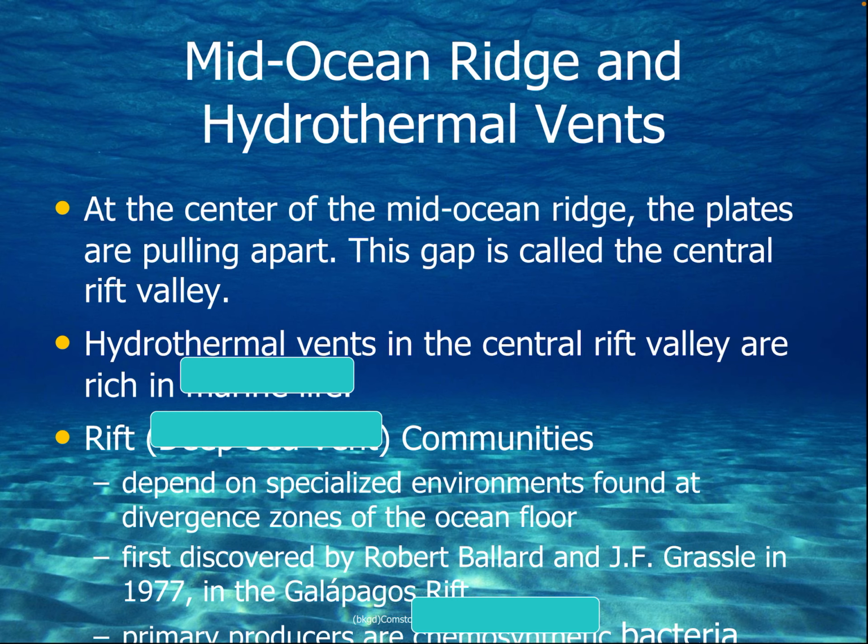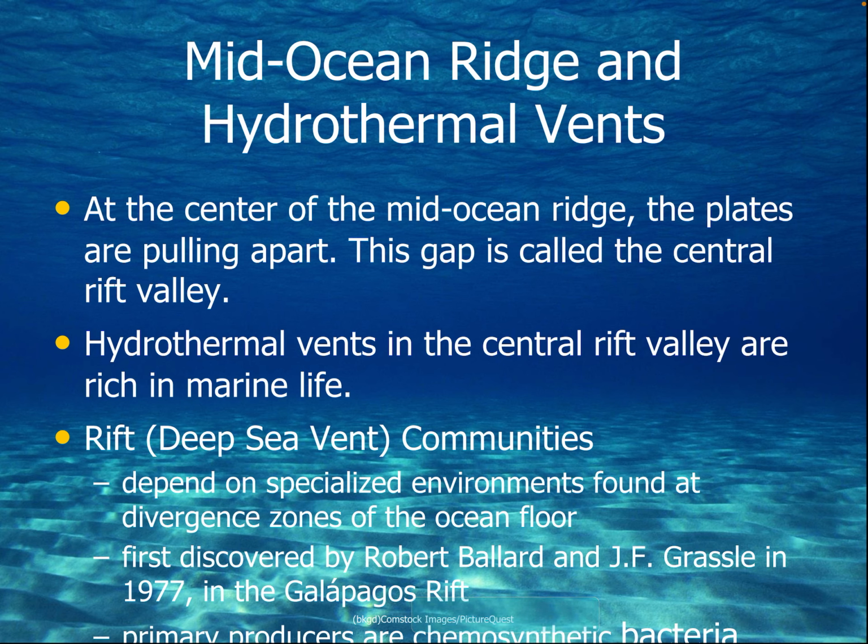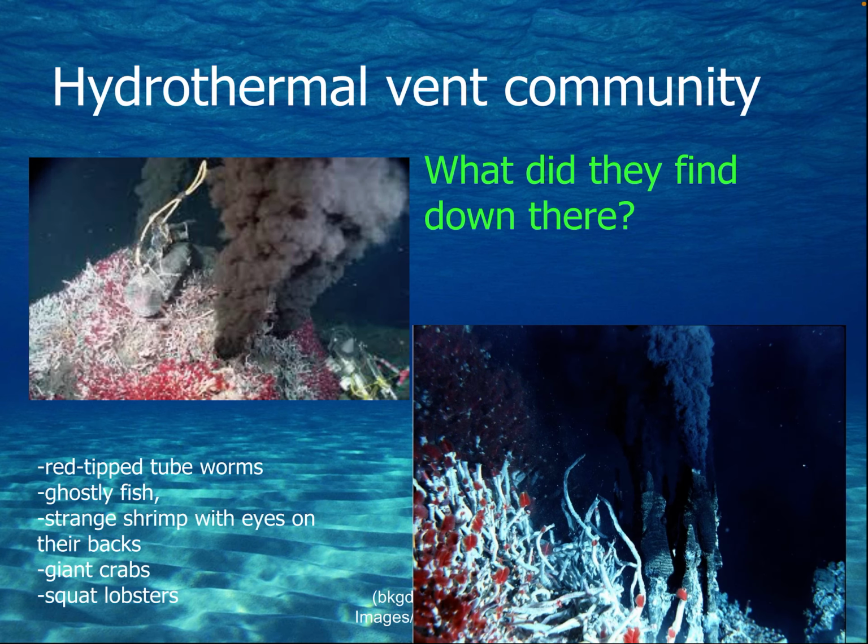And in that rift valley, we have discovered, and you saw the video, hydrothermal vents. And hydrothermal vents were surprisingly rich in marine life. These deep sea vent communities were discovered first by Robert Ballard, as you heard in the video, in the Galapagos Rift. The primary producers in those ecosystems are chemosynthetic bacteria, which I'd never even heard of before. They're not making food through photosynthesis from the sun. There is no sunlight. They're making food from the chemicals that come out of these hydrothermal vents.